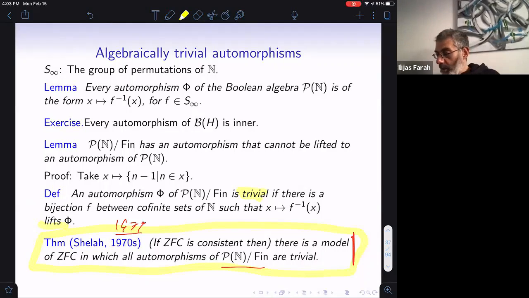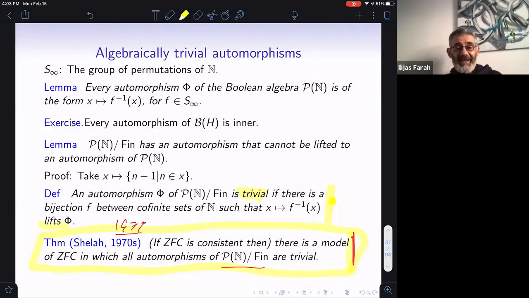Why? Well, obviously anything that satisfies this here is an automorphism, right? If you can find a function f like this, then phi is going to be an automorphism. To me, the right way to interpret Shelah's theorem is to say that there is no other way to construct an automorphism of P(N) mod finite. If in ZFC you can construct an automorphism, really, you have to find a function f like this. Anything else is not going to exist.